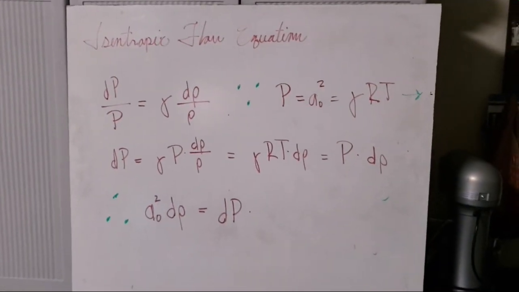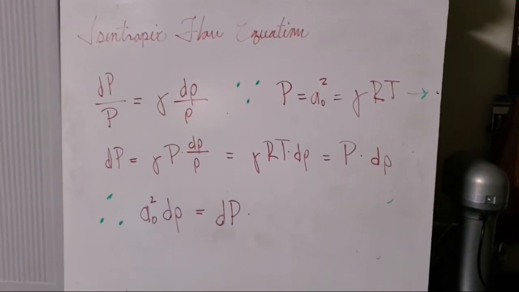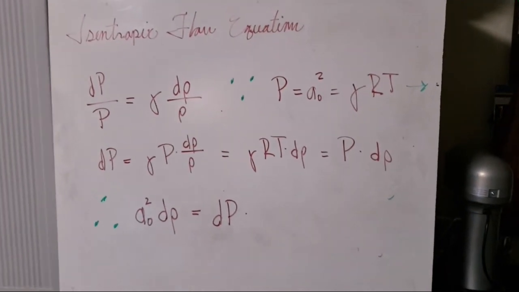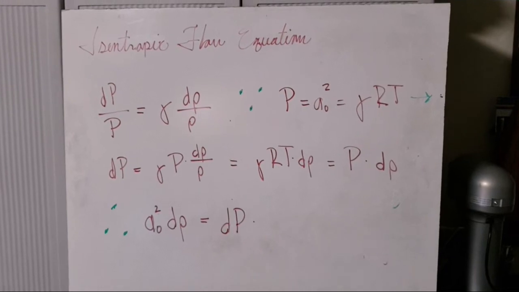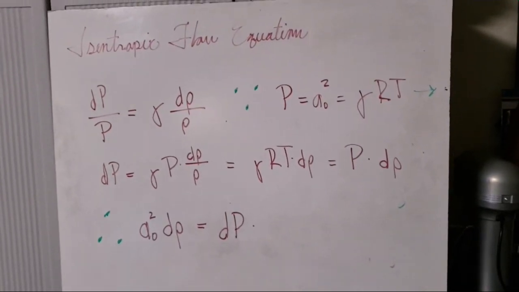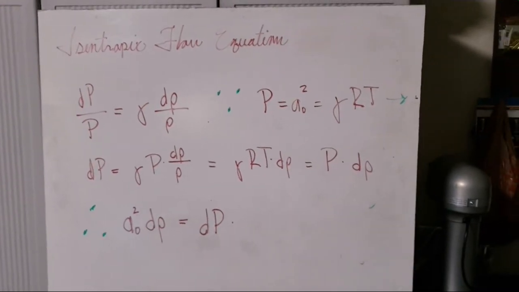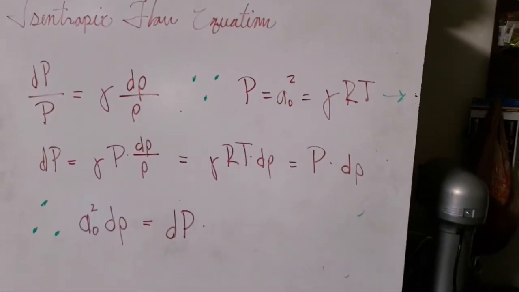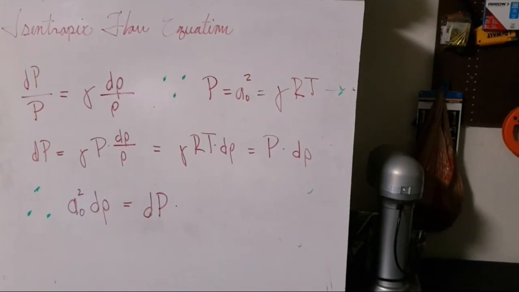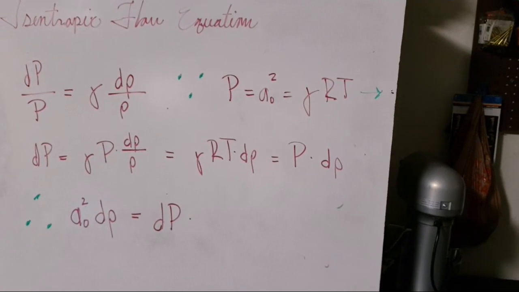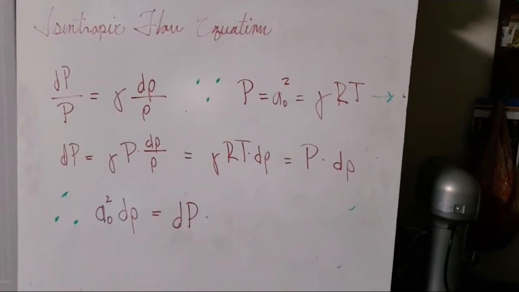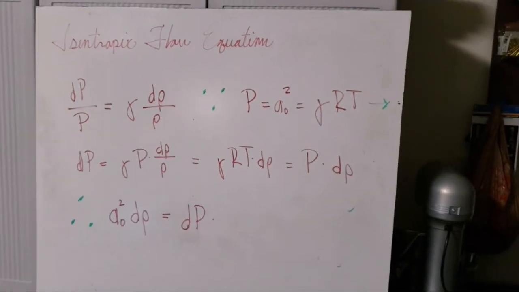You can see that we start off with the change in pressure divided by the actual pressure is equal to this heat capacity ratio between pressure and volume multiplied by the change in density divided by the actual density. Now, because P over rho equals the square of the speed of sound in that medium, it also equals gamma RT. That's from our previous definition, I believe one of the first equations we wrote down in this video.